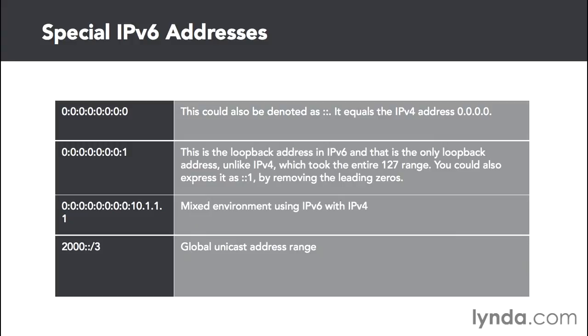And the last one, if you see anything that starts with a 2000 or 2001 or even 2002, that's going to be a global unicast address range, which means it's public. And for the most part, unless it's a special circumstance for security reasons or what have you, everyone will have a global unicast address.